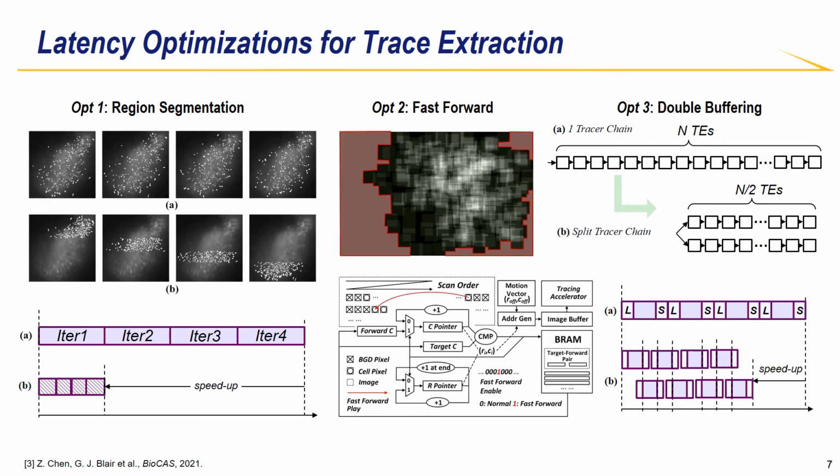The region segmentation sets constraints on cell contour locations for each round of the pixel scan, and it helps reduce the processing time. The fast-forward shortens the scan process by skipping over background pixels. The double buffering saves computation time by overlapping the load and store operations with the trace extraction. Detailed implementation of these methods has been discussed in the paper and an earlier presentation in this conference.